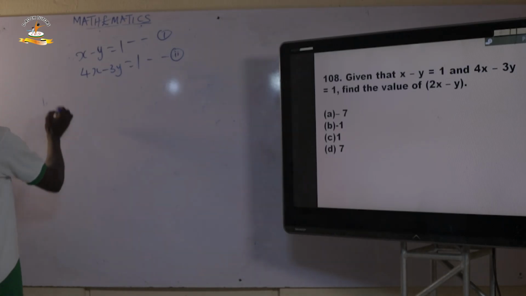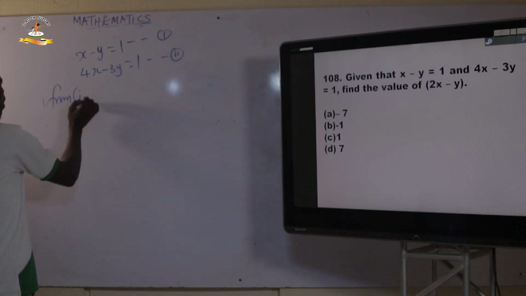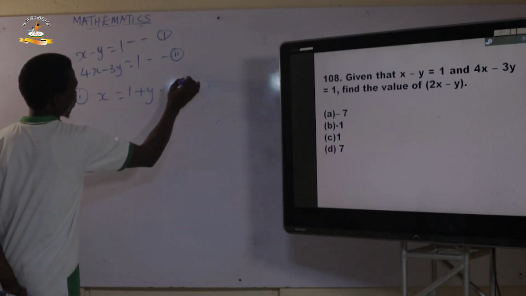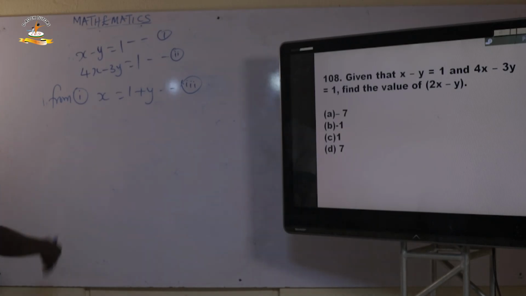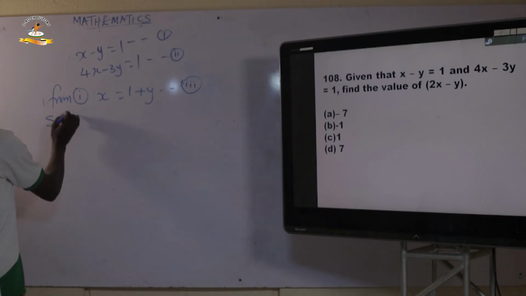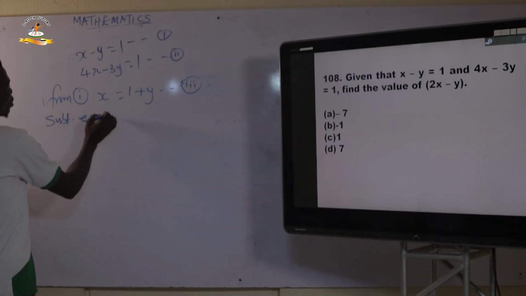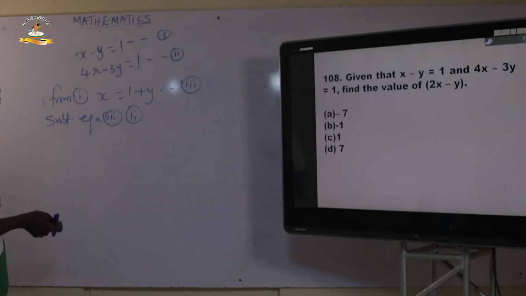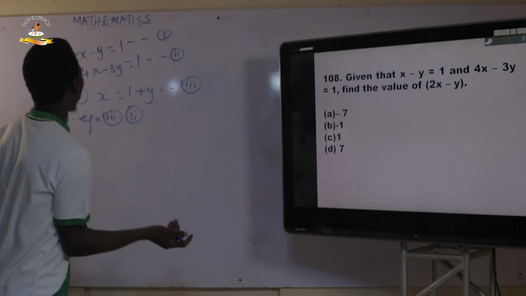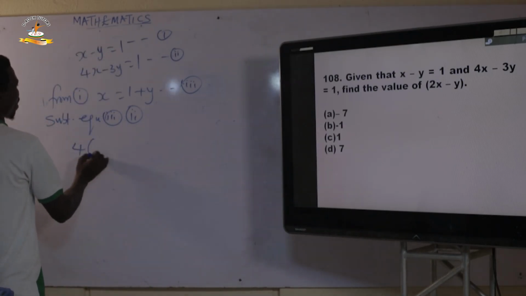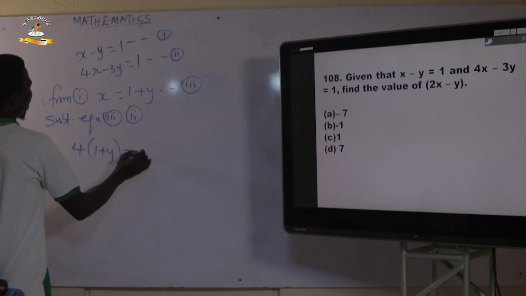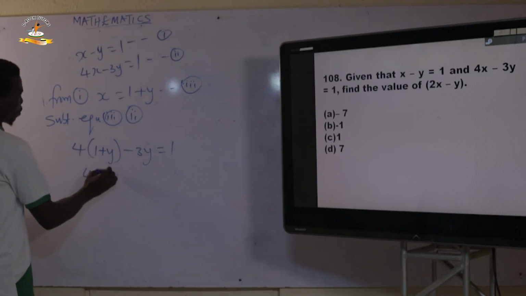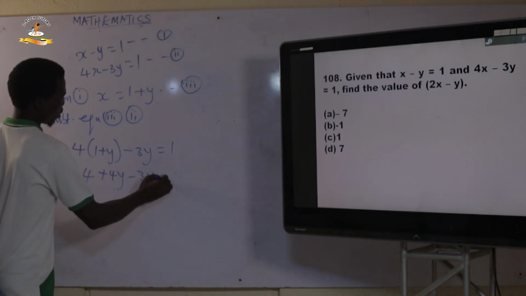From equation 1 we make what? We say from equation 1 we have x equals to what? 1 plus y. Let's call this equation 3. That's the one we got from equation 1. We substitute equation 3 into 2. Mind you, we cannot put it into 1 again because what? We got equation 3 from equation 1. So let's do that. So instead of writing x, I write 4 times 1 plus y minus 3y equals 1. And this, I open the brackets, 4 plus 4y minus 3y equals 1.